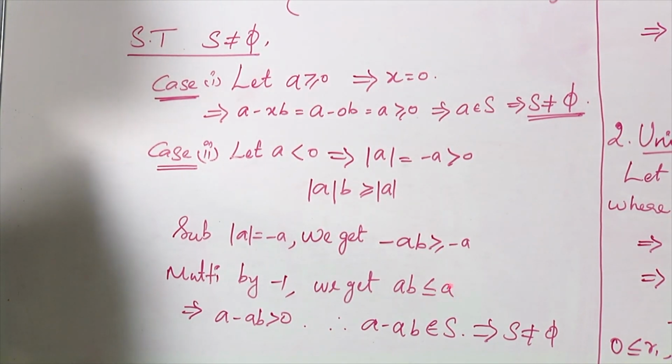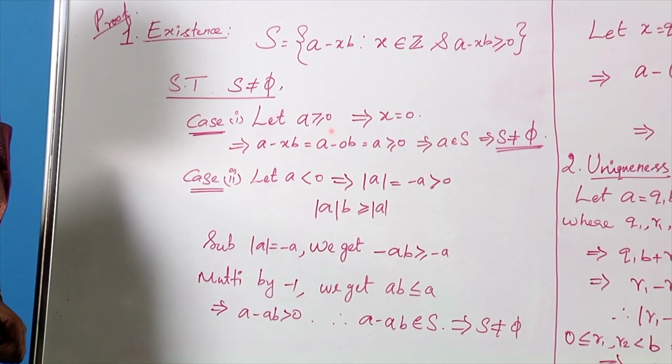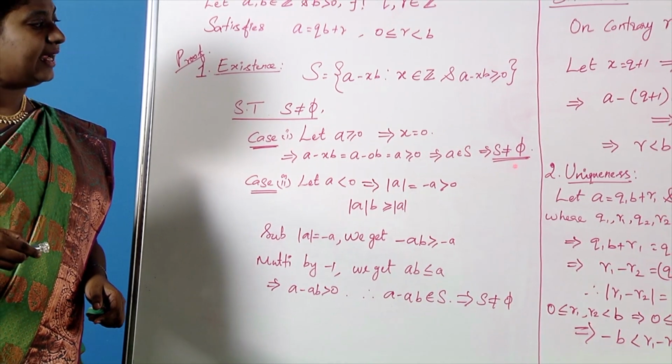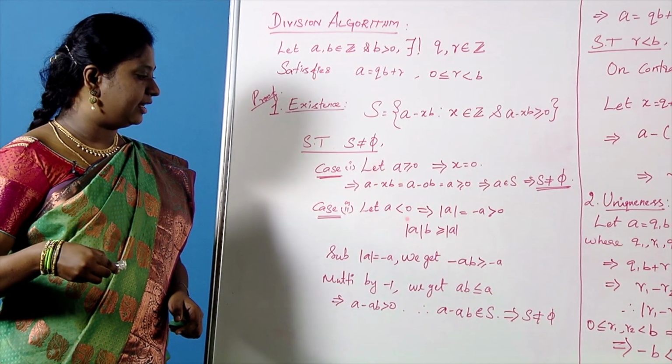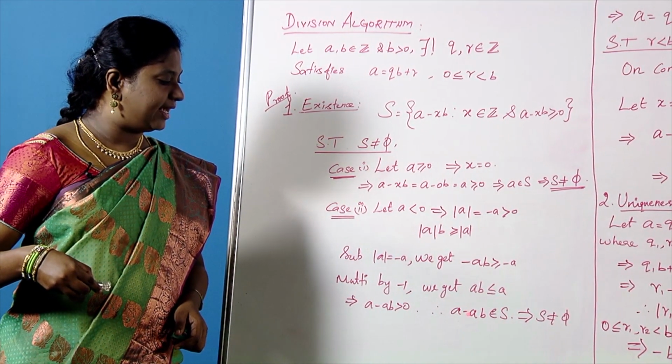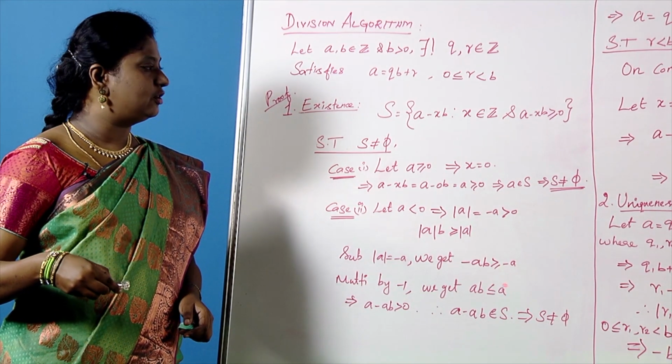Therefore, since ab is a smaller quantity than a, if you subtract ab from a, the quantity that you are going to have would be greater than 0, which means that a minus ab will be there in my set S. Therefore, S is definitely non-empty. So, a is already known to us. If a is positive or 0, then we have an element belonging to the set S, that is a, and if a is negative, then also you have an element a minus ab belonging to the set S. Therefore, in all the cases, our S is non-empty.